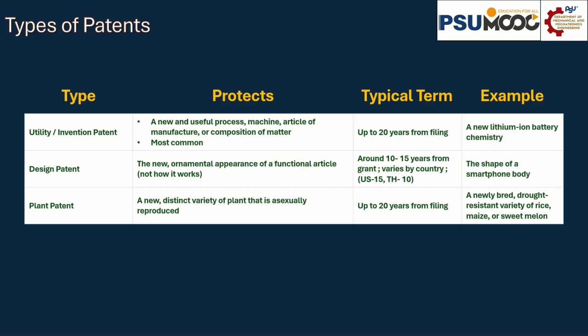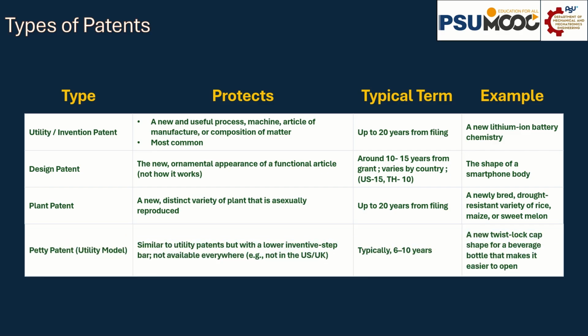Some countries also offer utility models or petty patents. These are similar to invention patents, but require a lower inventive step and usually have a shorter protection period. Understanding the different types is important because selecting the wrong type may result in inadequate protection.